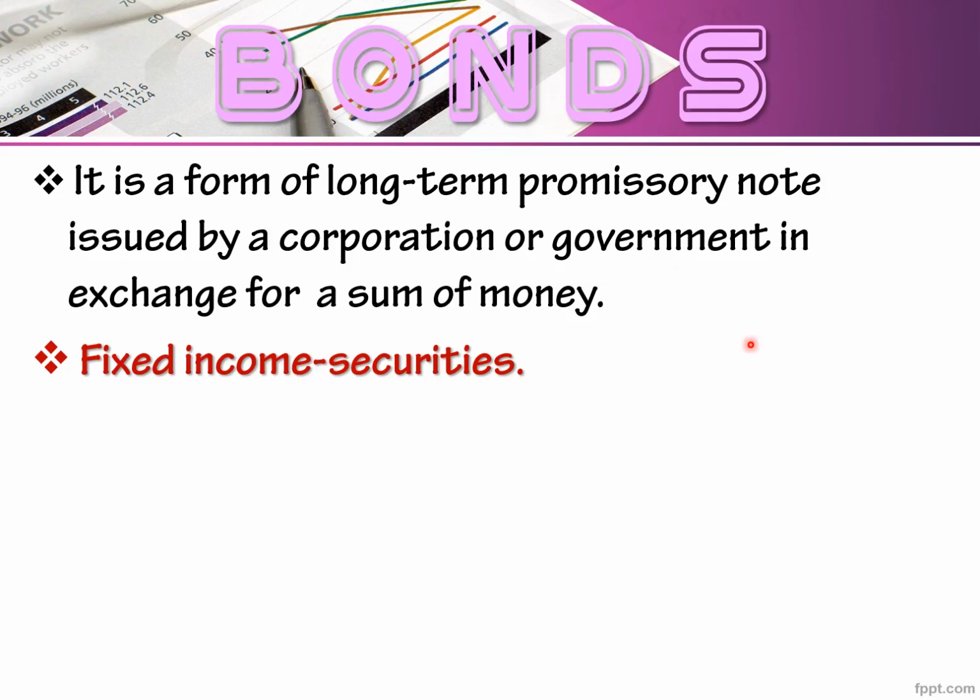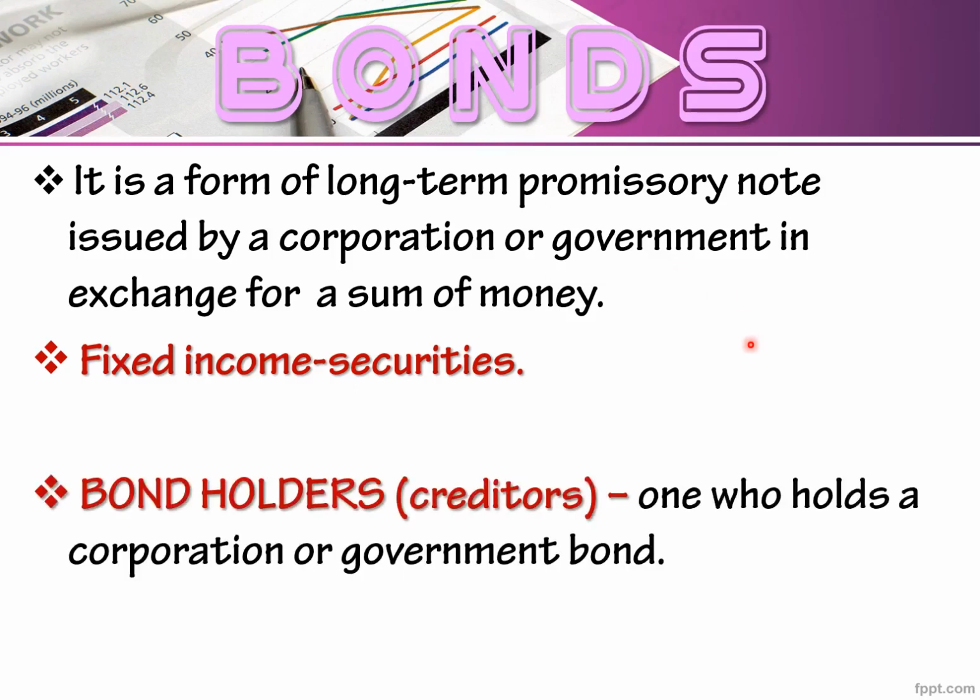Now, a bondholder is a creditor. So whoever gives money or invests using bonds, they are called bondholders. But they do not become a part owner of the company. They are simply creditors. So they are the ones who hold a corporation or government bonds. So that is a security, or an evidence that that corporation or government has a debt to pay to her or to him. So that is a bond.